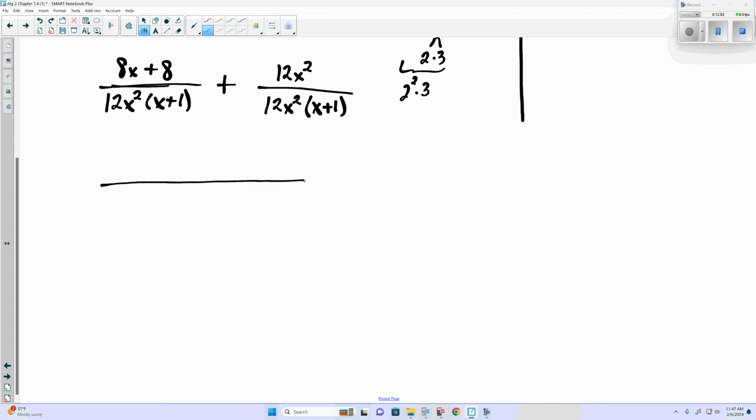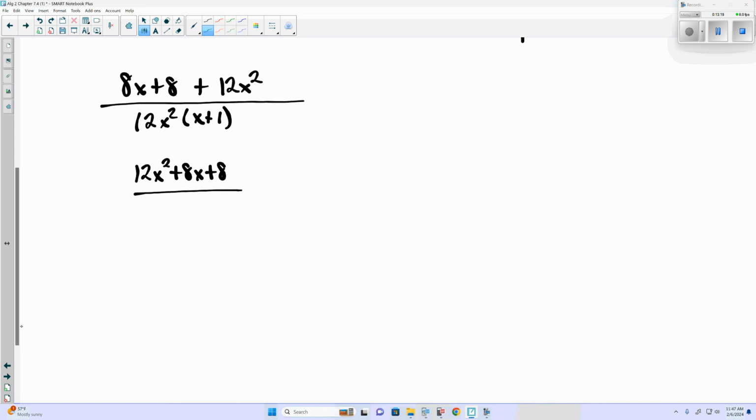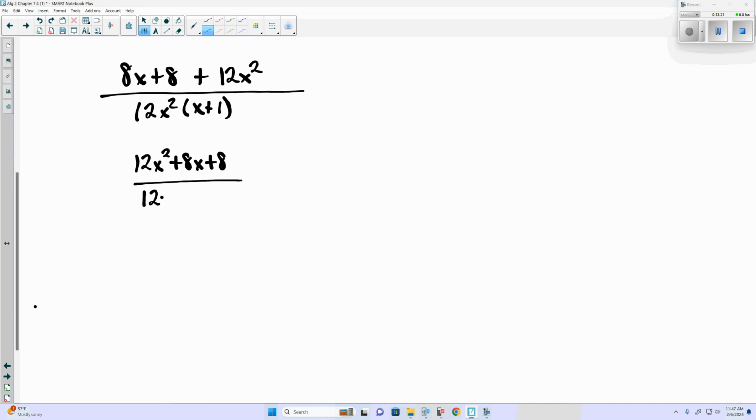Now at this point here, since the denominators are the same, we can add the numerators. We can add our 2 numerator terms together, our 8x plus 8 and our 12x squared. Now at this point here, we're going to rewrite it in standard form. And we get this here.